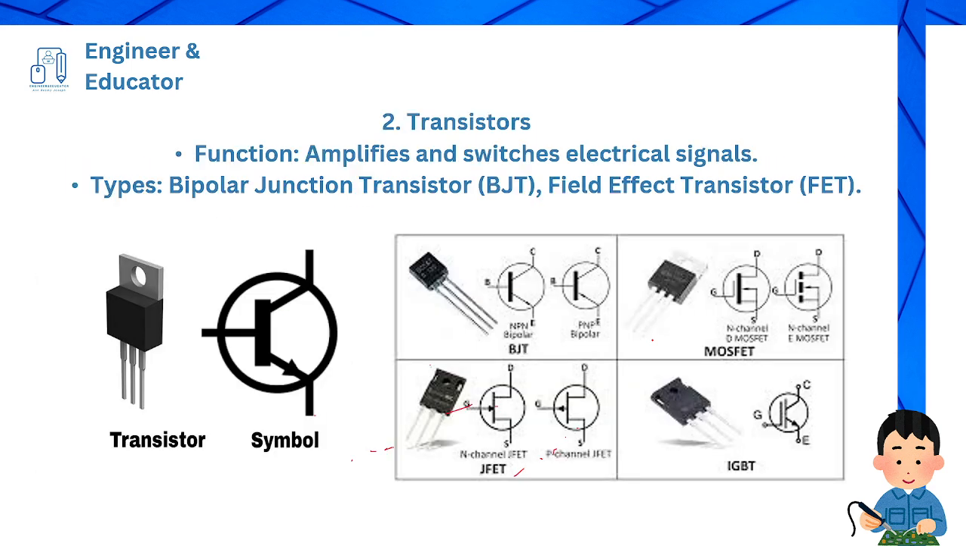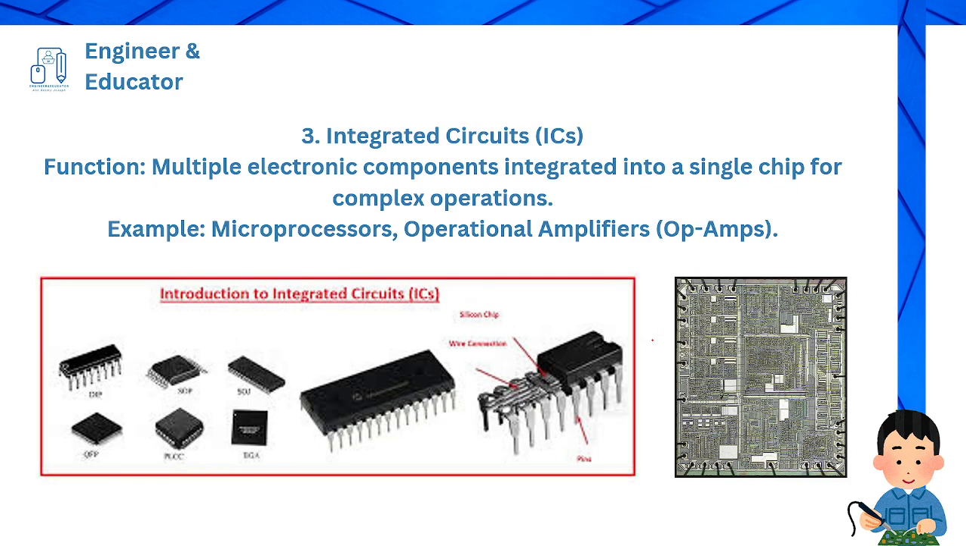Before, we studied transistors, and the purpose of a transistor is to function as an amplifier or a switch. Next one is integrated circuits, an example of active devices. Multiple electronic components are integrated into a single chip for complex operations.